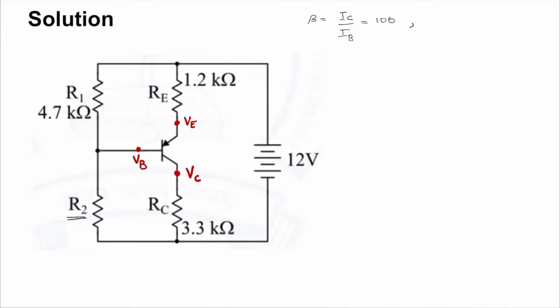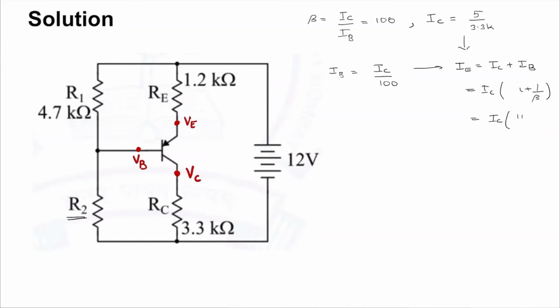We can see that if the voltage across the collector resistor is 5 volt, the collector current is 5 by 3.3K. And IB is equal to IC by 100. These both combine to give IE as IC plus IB, which is IC into 1 plus 1 over beta, which is IC into 101 by 100.